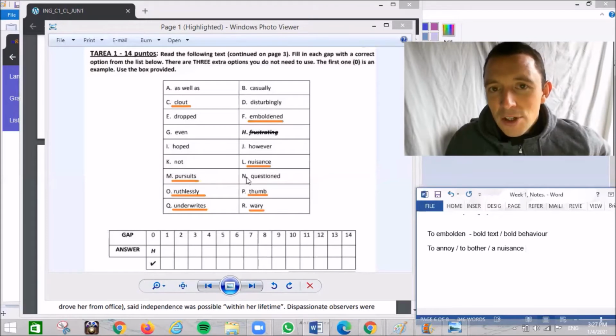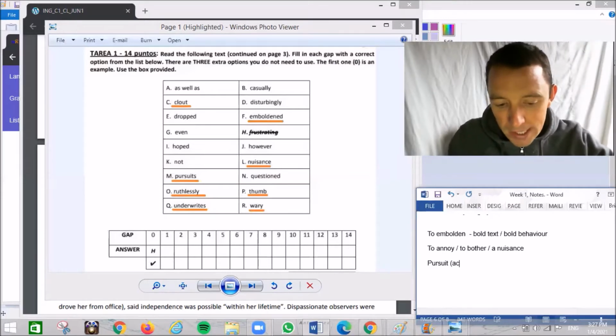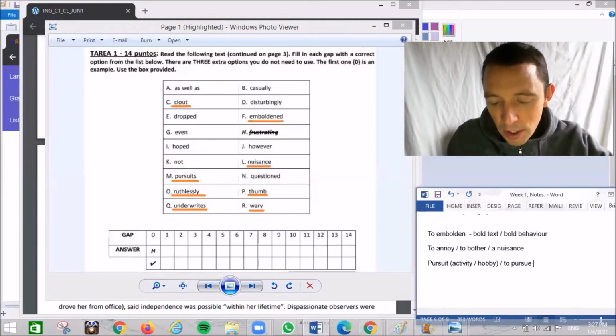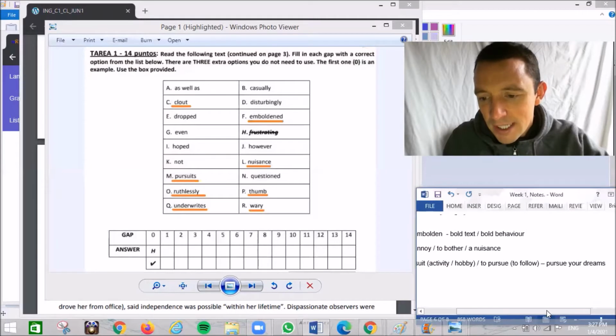Pursuit, okay? If you have a pursuit, it's like an activity. So what are your favorite pursuits? It's a little formal. It's like an activity, a hobby. And there is also a verb, to pursue, which is similar to follow. For example, pursue that car, pursue your dreams is to follow your dreams. I think you can see that in the text. To pursue your dreams is like to follow.